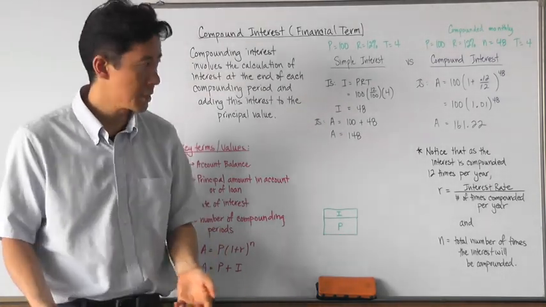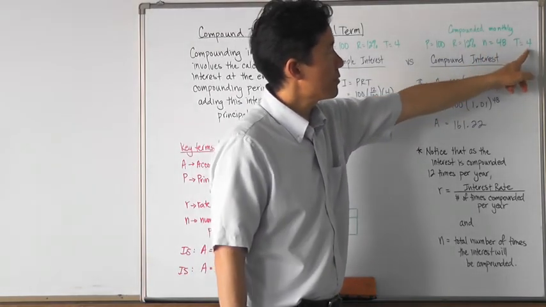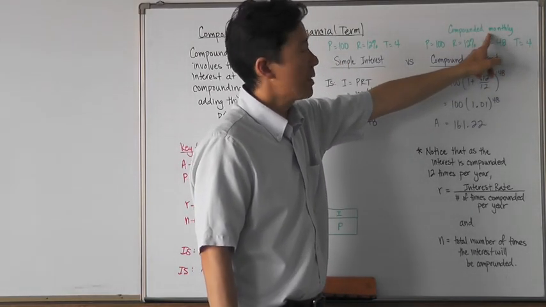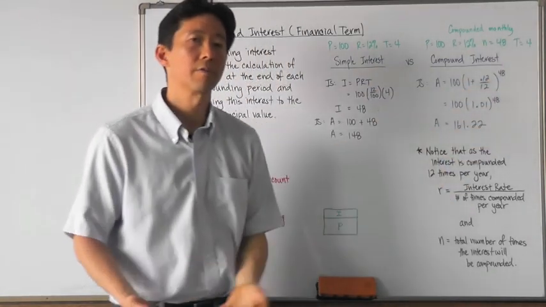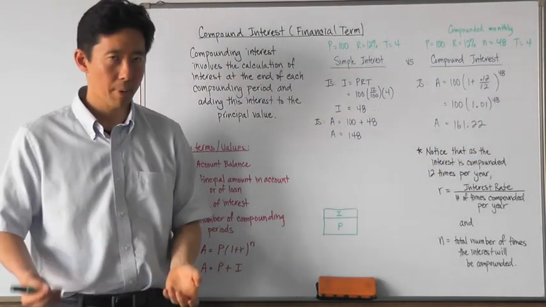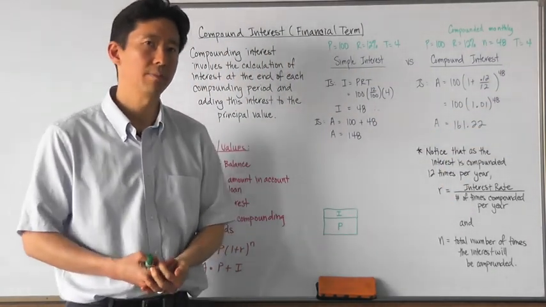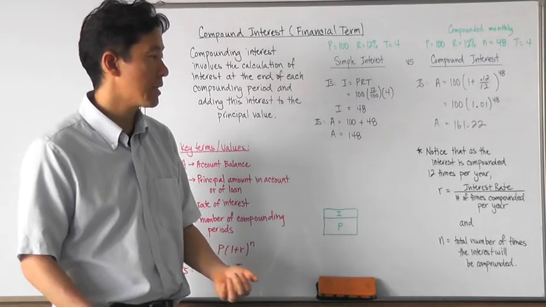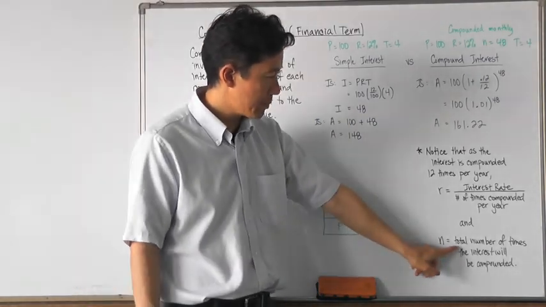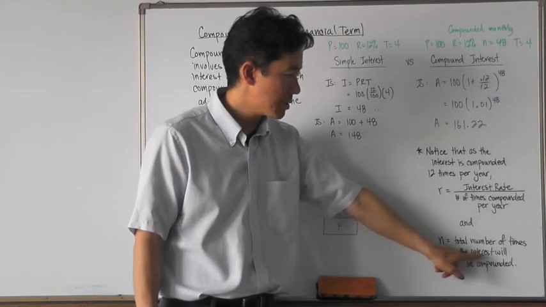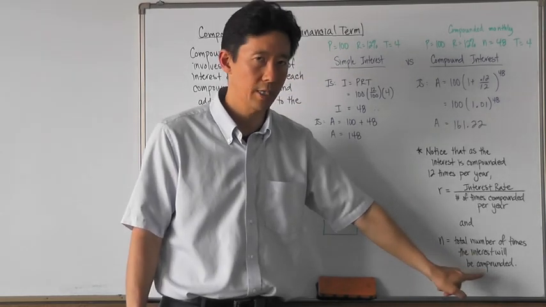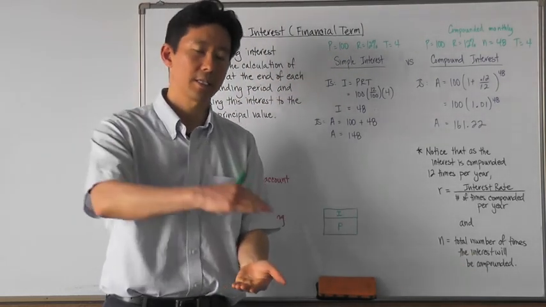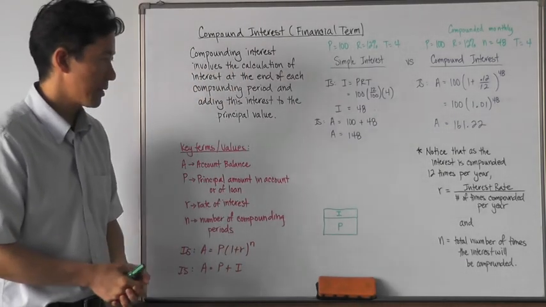be calculating the interest? Well, that means if it's 4 years and compounded 12 times per year, then of course the number of times that we're going to compound the interest is 48 times. We're going to calculate the interest 48 times. So n is actually going to be the total number of times the interest will be compounded or calculated. And compounded in the sense that it's actually going to be added back to the account.